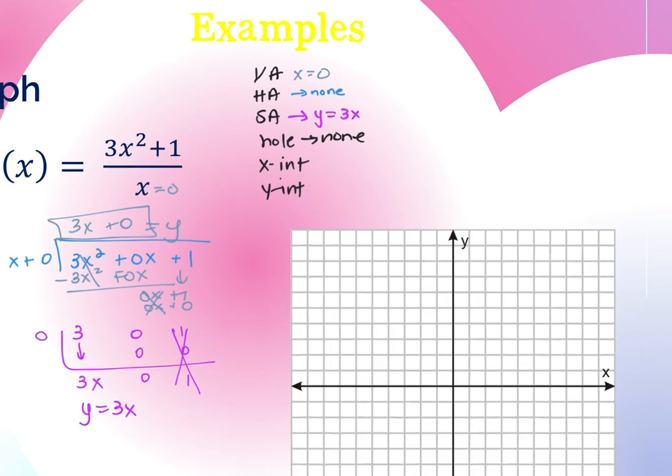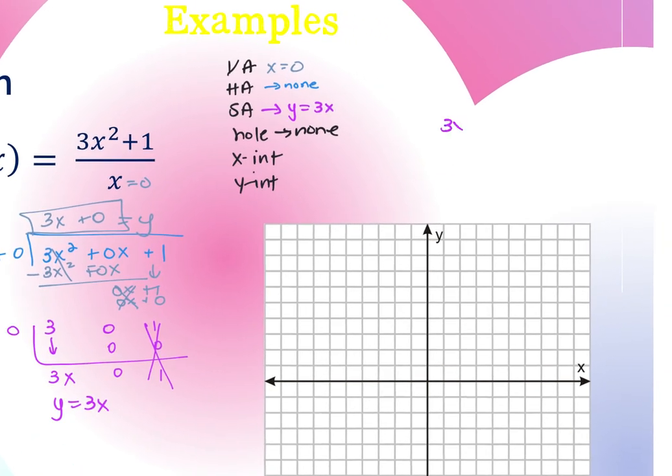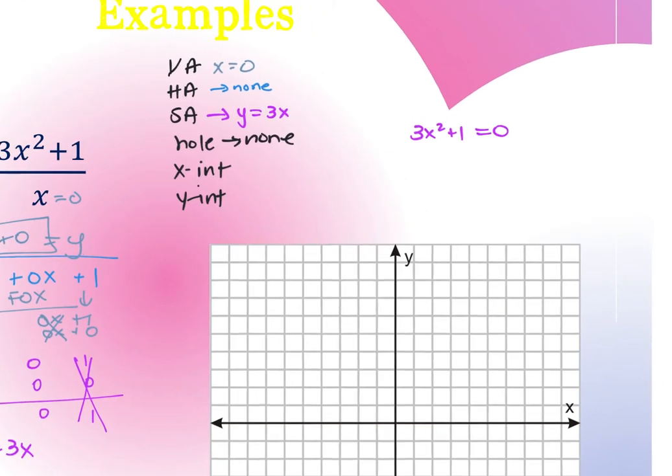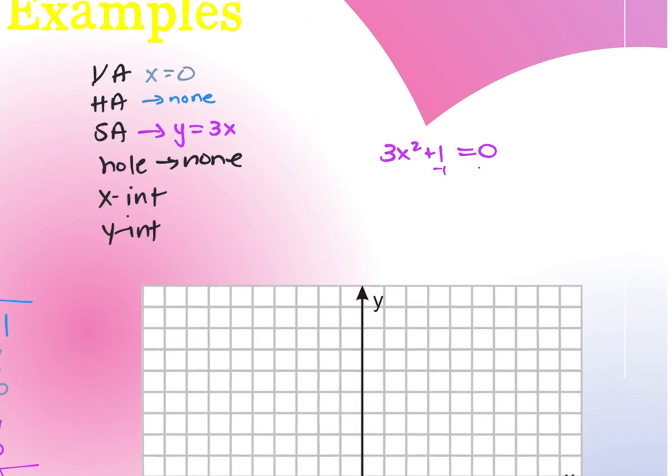All right, x-intercept. So this time if I set 3x squared plus 1 equal to 0, I can't factor it. If I subtract the 1, I get 3x squared equals -1. X squared would equal -1/3, and I would try to square root a -1/3, which gives you what? An i, so there's no real solution here. So there are no x-intercepts because there's no i's on your graph.